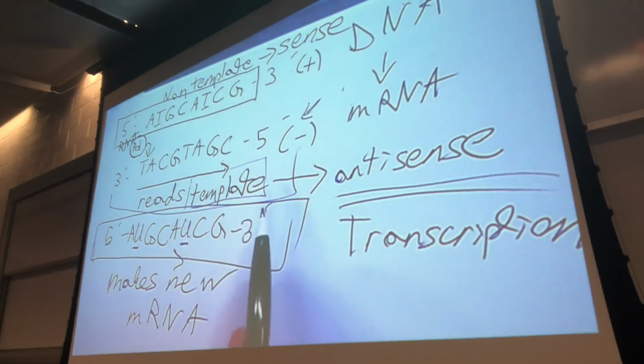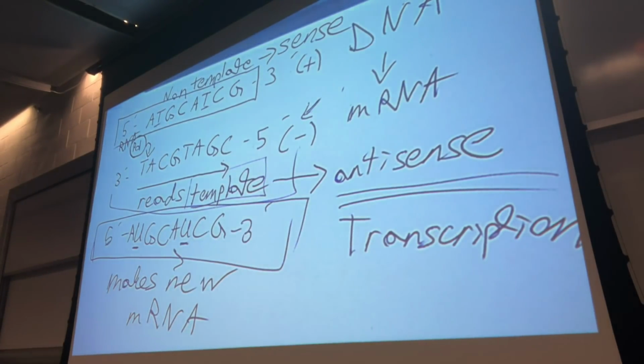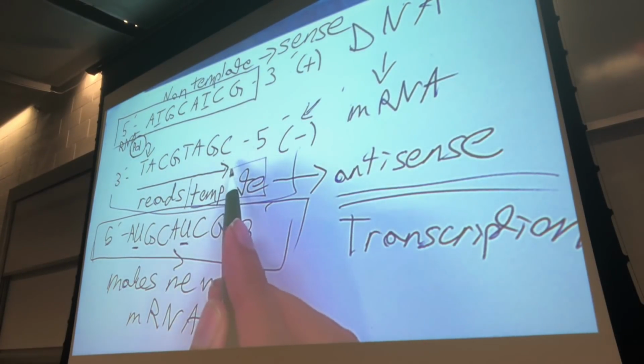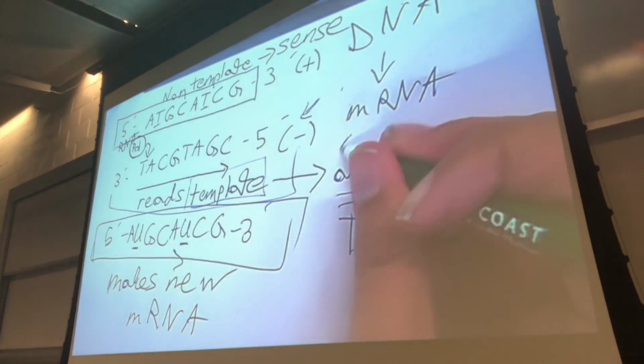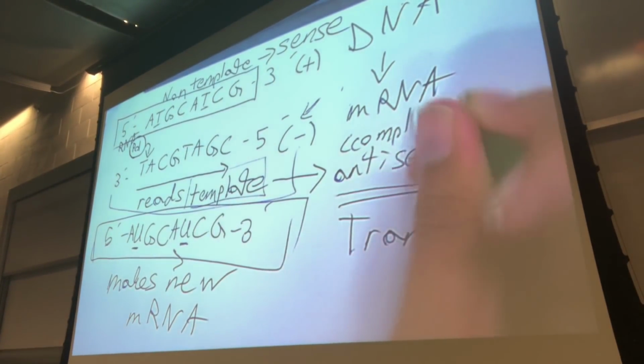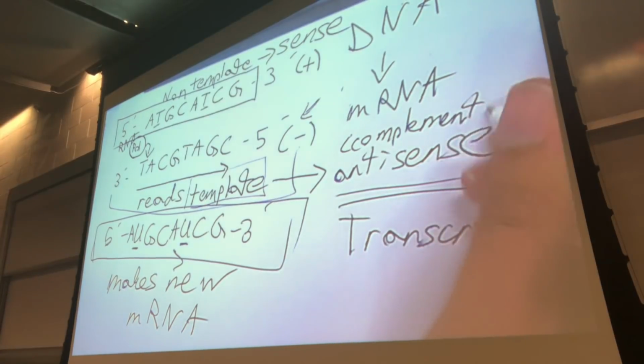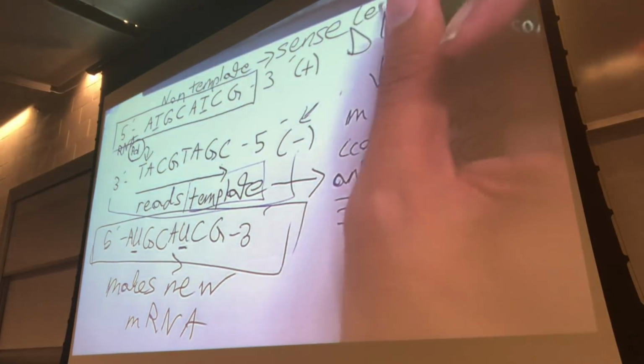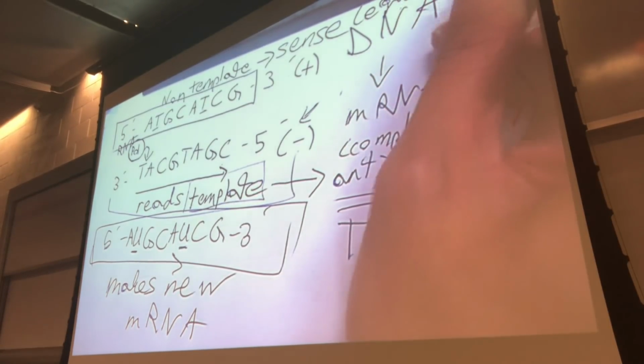The antisense strand is complementary to the mRNA, meaning that you have to read each base to figure out what its complementary base is. So the antisense strand is complementary, while the sense strand is equivalent to the mRNA.